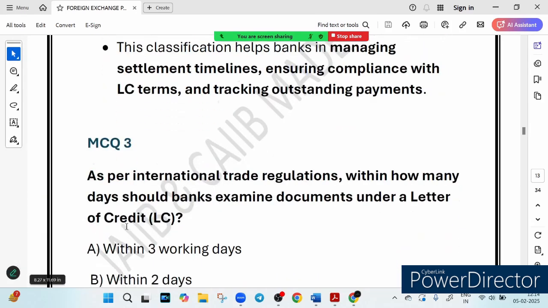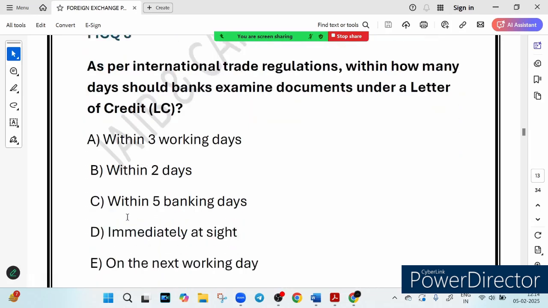Right, now let's move to the next question, that is question number 3. Let's see what the question says: as per international trade regulation, within how many days should the bank examine documents under letter of credit? Option A says within 3 working days. Not correct, because according to the international trade rule, the time frame for the bank to examine LC documents is not 3 working days. Option B says 2 days. Not correct. Option C says 5 banking days. Correct.